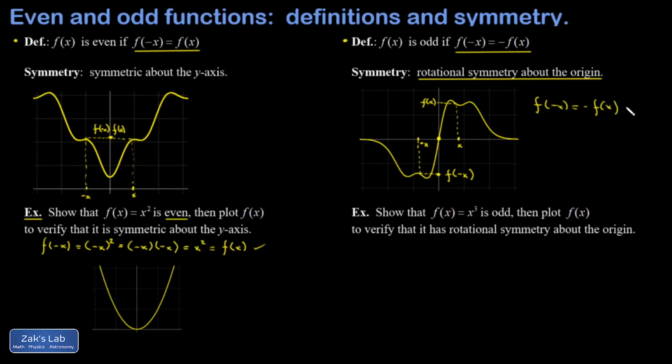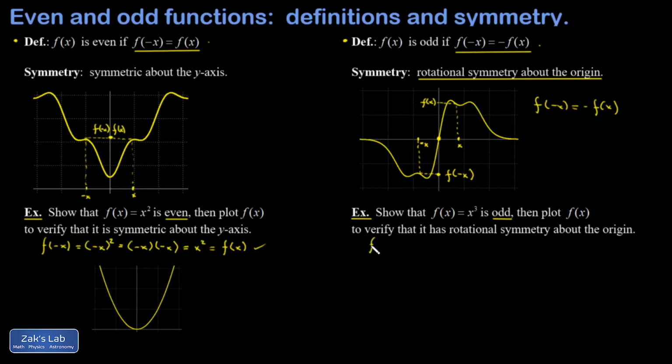In our example, we're asked to show that f of x equals x cubed is odd. And again, the words even and odd come from this idea that for a power function, if the exponent is an even number, it's an even function. If the exponent is an odd number, it's an odd function. But you should know there are all sorts of other functions that are even and odd that are not power functions. So we're using the words even and odd to refer to this special symmetry and these special algebraic properties, not the actual even and odd numbers.